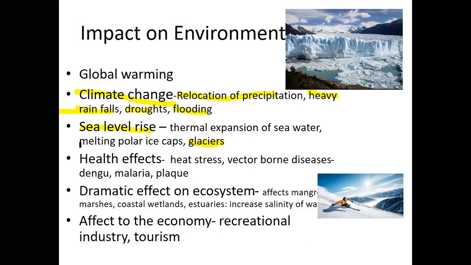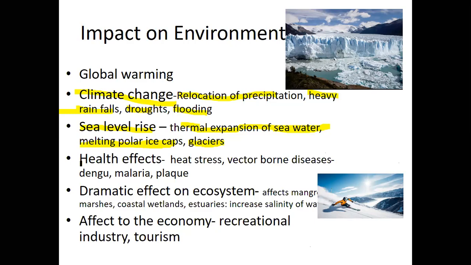And again, the melting of polar ice caps. The glaciers are available on the land, and the polar ice caps are available in the sea. So melting of polar ice caps and glaciers, again sea level rises. And the other one is due to the increase of Earth's surface temperature, the volume of seawater is expanded. The volume of seawater is increased. Therefore, the sea level rises.